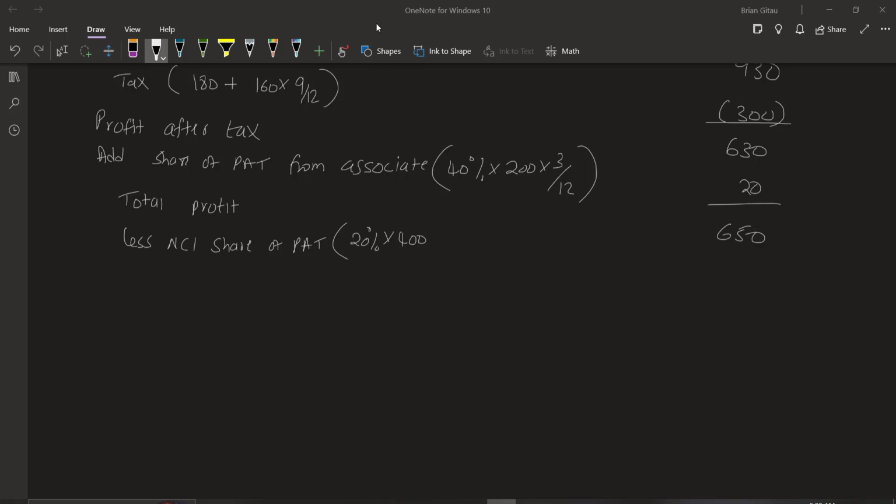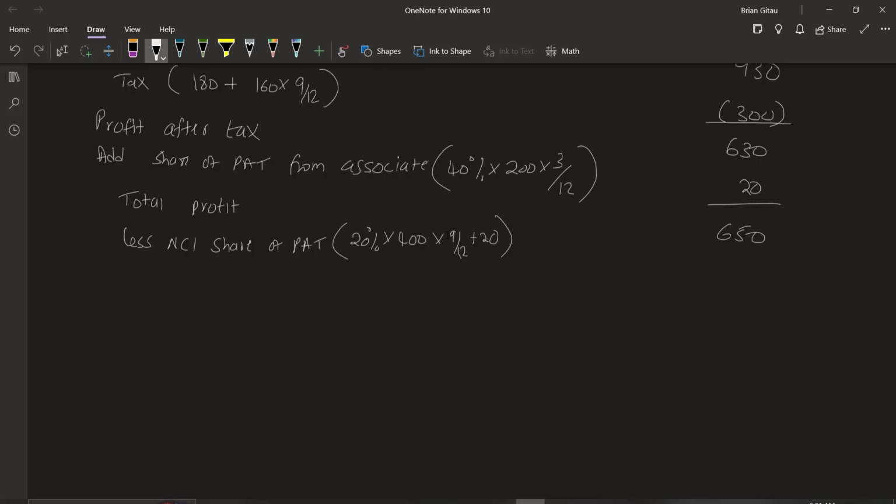So the NCI share of profit after tax of 20% of 400, that 400 is actually understated because they overcharged, and we will need to adjust it. So we will take 20% of 400 times 9/12, because the holding company only acquired the subsidiary for 9 months within the year, and then we need to add back the 20 because it was understated.